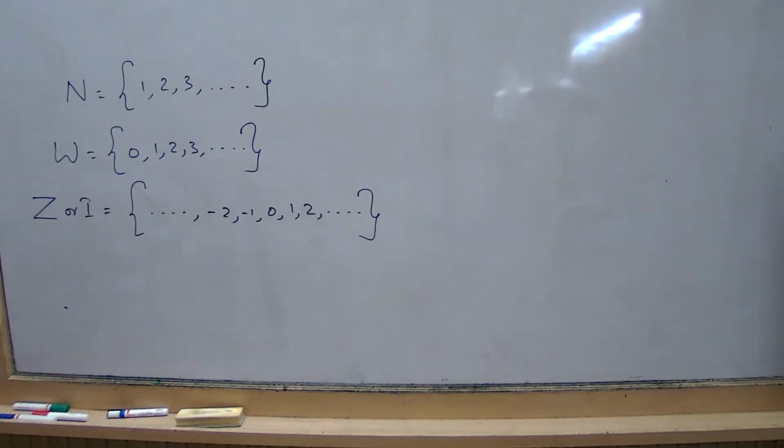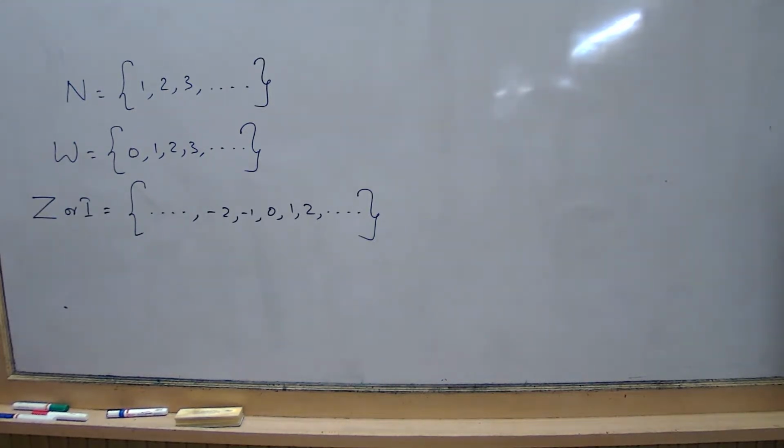Do you know what a rational number is? A number in the form of P upon Q, where P and Q are integers, Q not equal to 0. That can be written in decimal form.